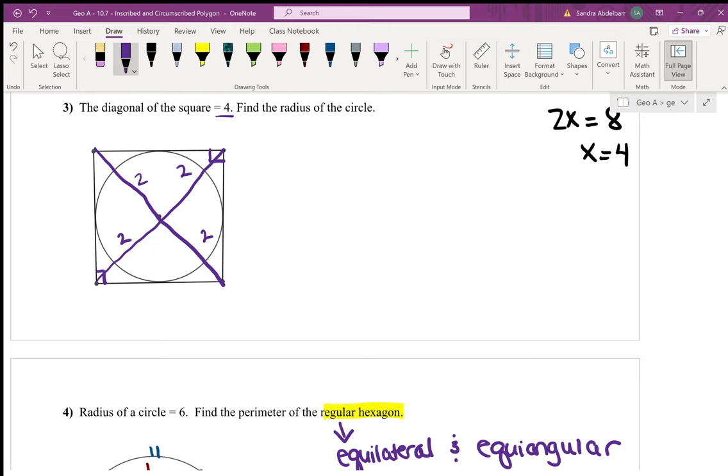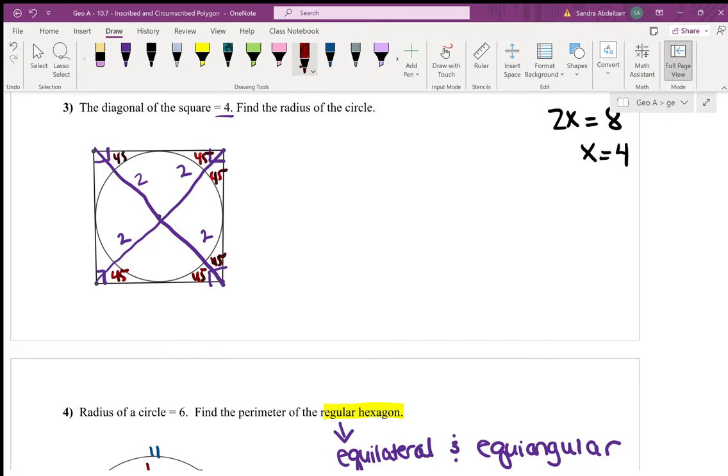What do the diagonals do to the angles? So remember, we know all the angles are 90. What does the diagonal do to the angles? If you remember the properties of a square, the diagonals bisect the angles. So this becomes 45, 45, 45, 45.